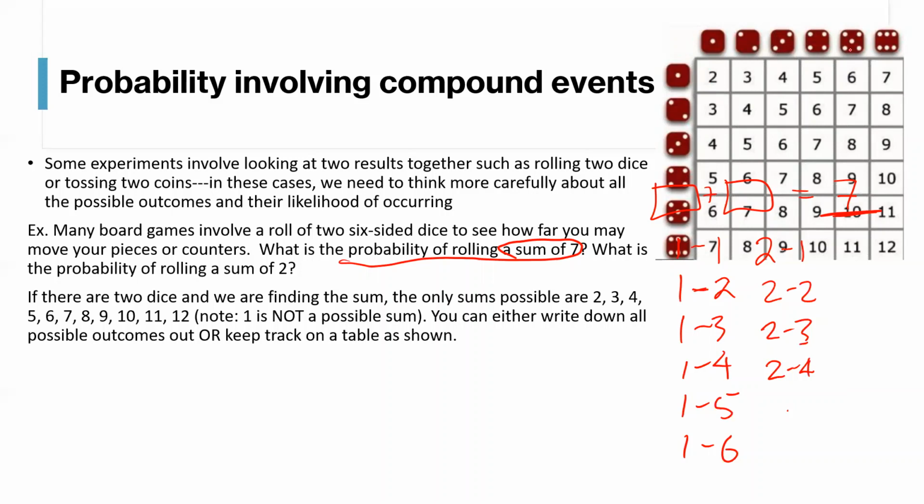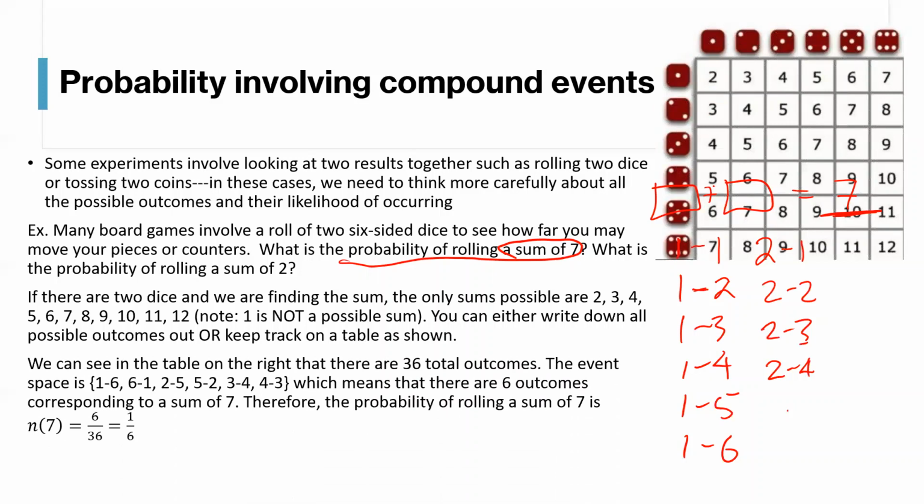So if we end up creating this table, we'll see that there are a total of, and just do a little math here, 6 times 6, 36. There are 36 different outcomes. So what we want to do now is just count how many of those outcomes have a sum of 7.